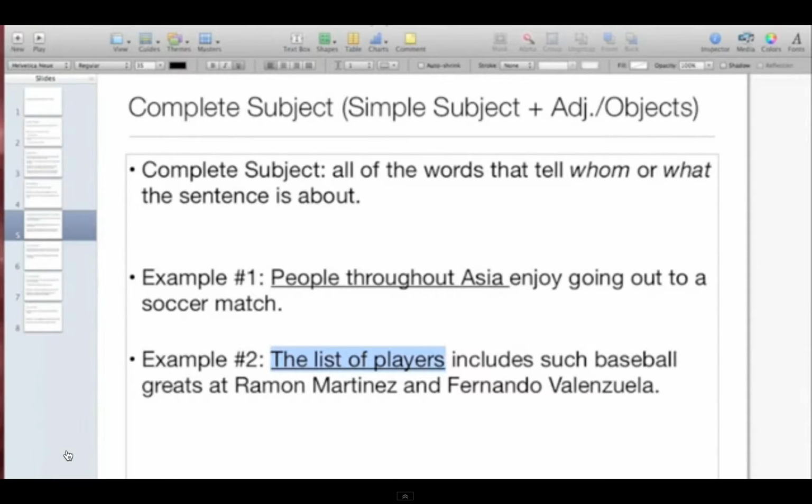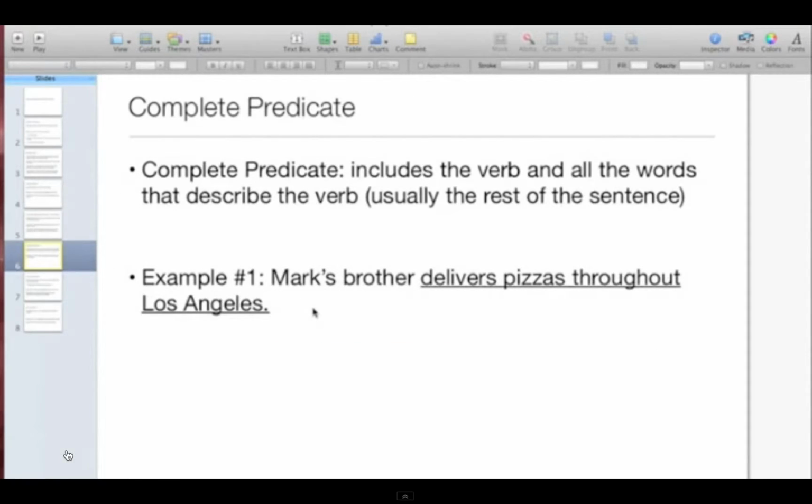Most likely, my complete subject is going to be everything before my verb. Everything before my verb is most likely going to be my complete subject. Complete predicate. This is the verb and all the words used to describe the verb. And it's usually just the rest of the sentence.